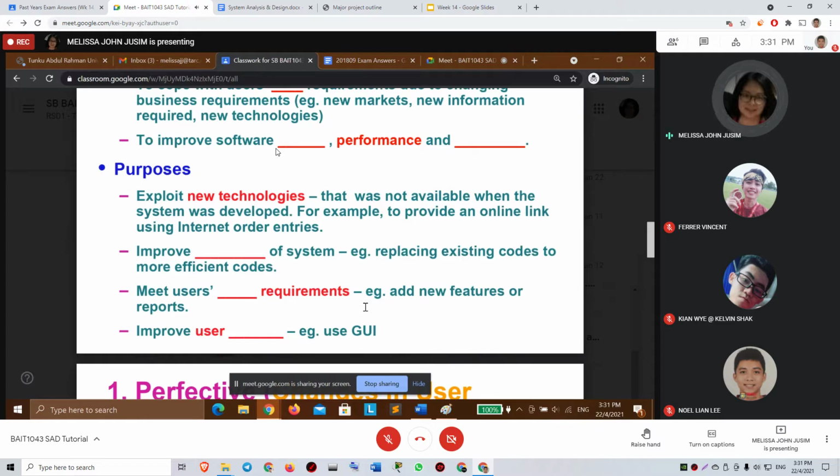Previously in Lahad, that particular company was still using CLI, command line interface. Everything is text based. The reason why they hired me was because I had learned Visual Basic, and the manager in fact wanted to change everything to GUI. All right, so that is an example of perfective maintenance.